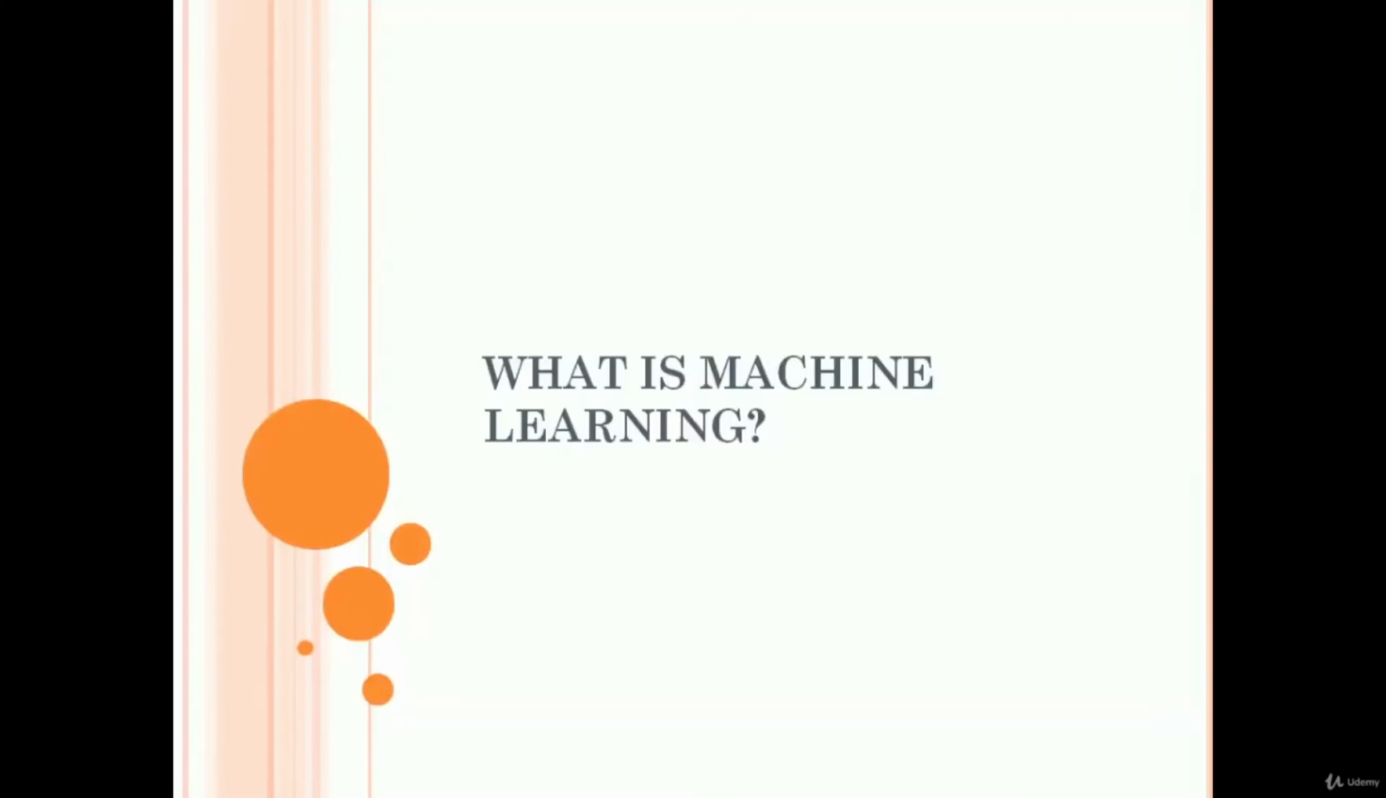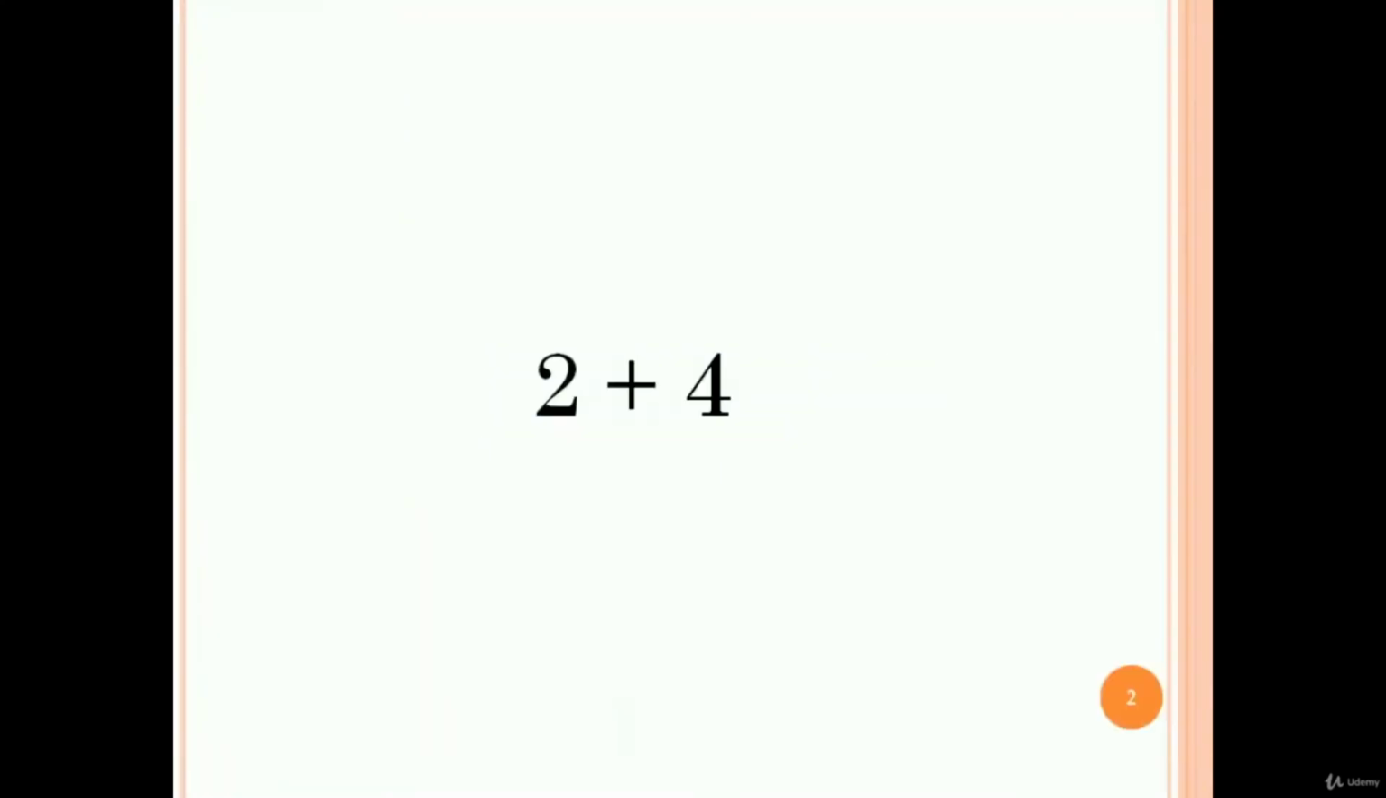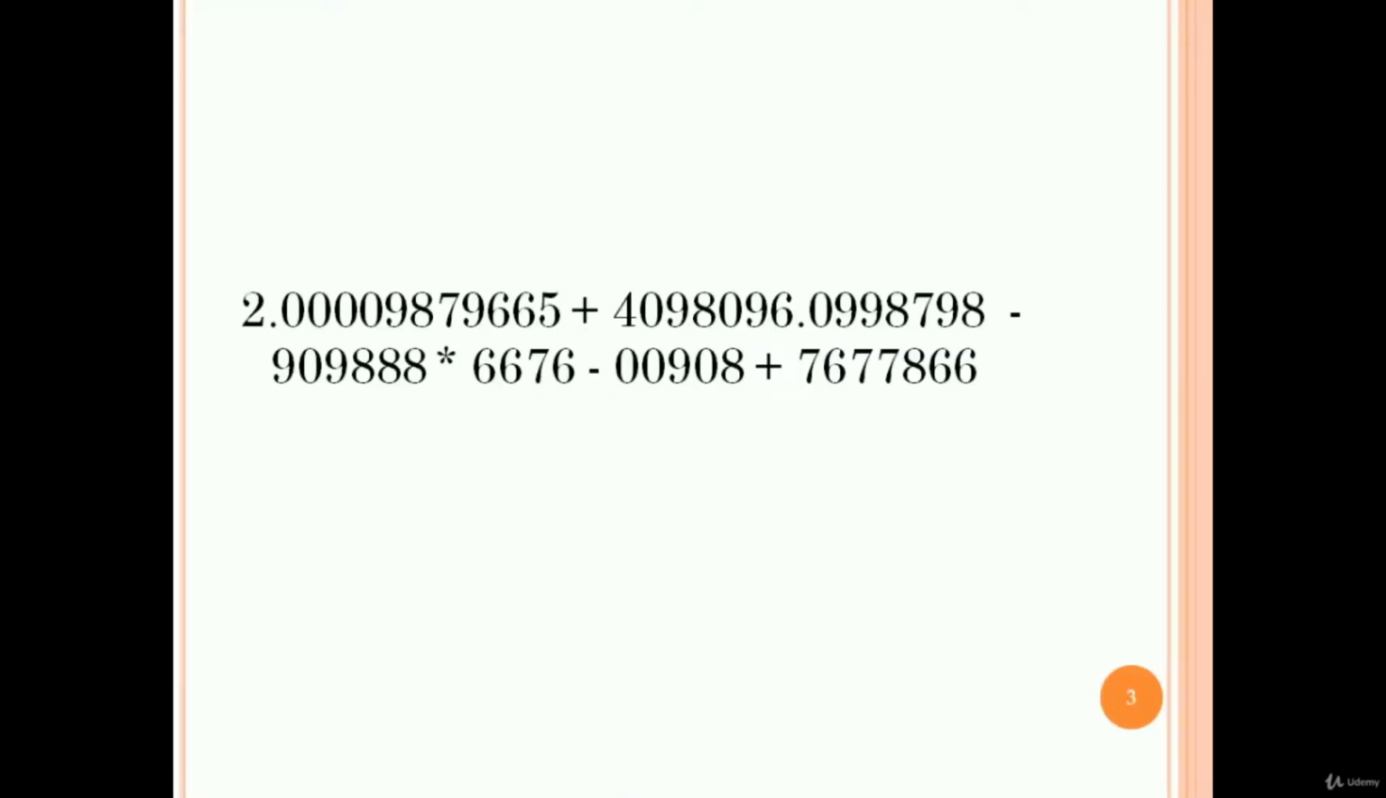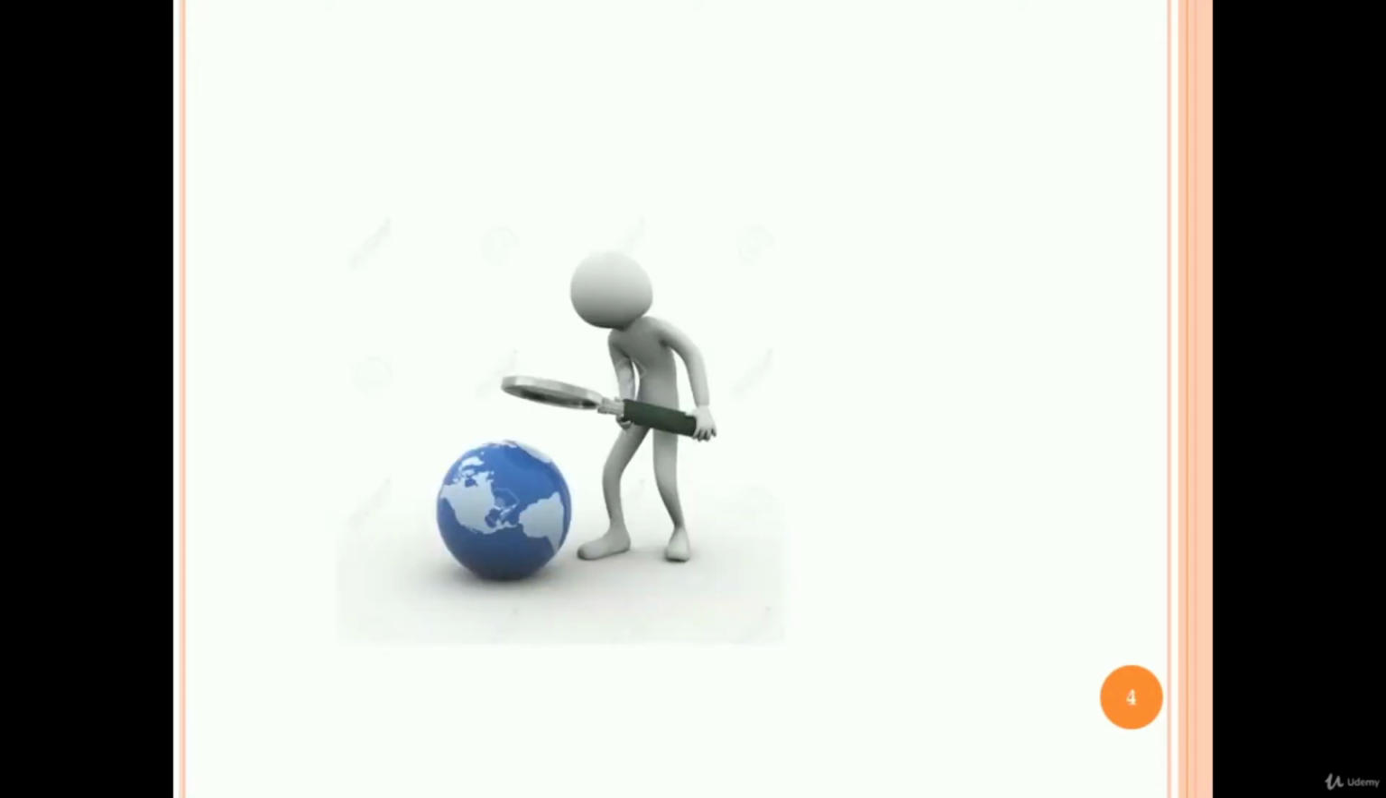So guys, let me ask a simple question. If I ask 2 plus 4, then the answer is very easy. But in certain scenarios, computers are very good at calculations. For example, if a human has to calculate this large amount of numbers, a human will definitely take some amount of time to calculate this. But a computer can do it with just one click. And in other scenarios, if I ask to search a record from millions of records, a human will take a large amount of time, but computers or machines can do it in nanoseconds.